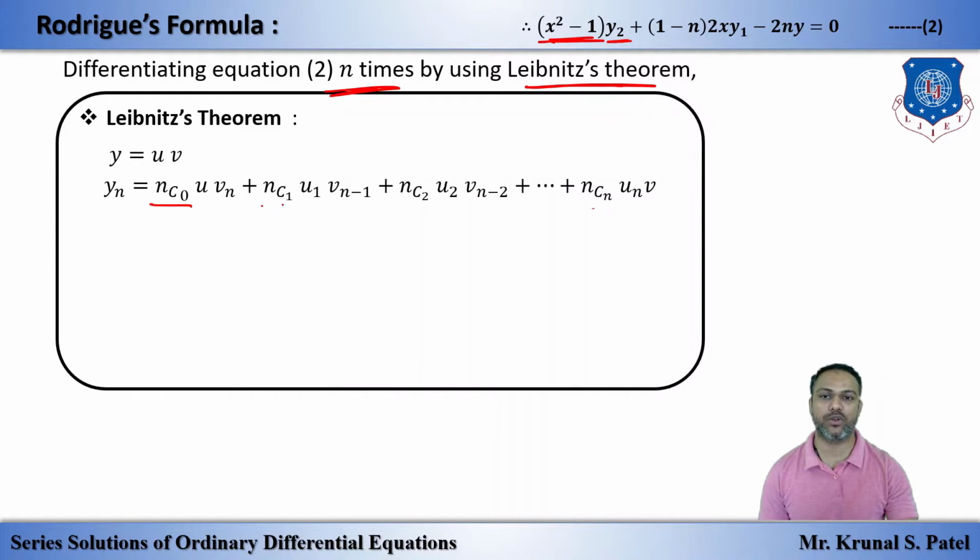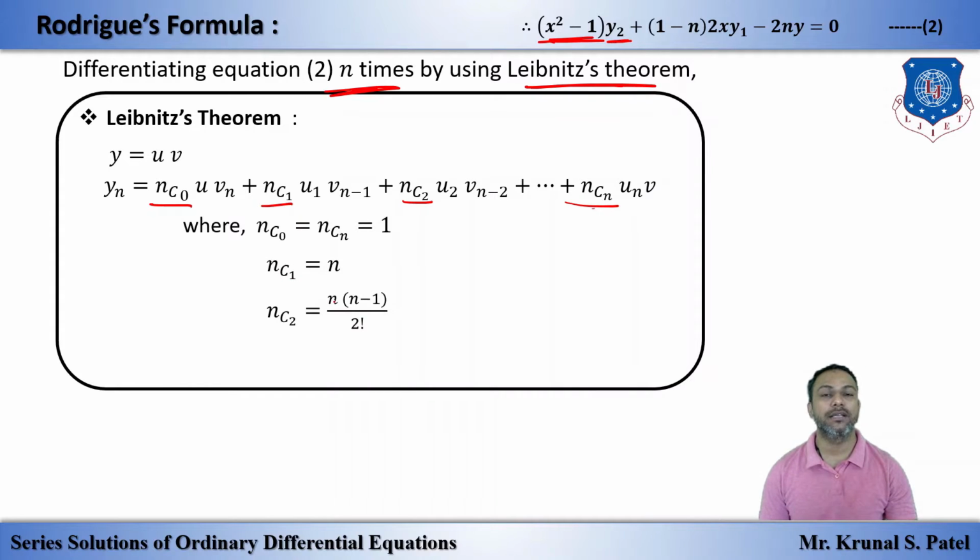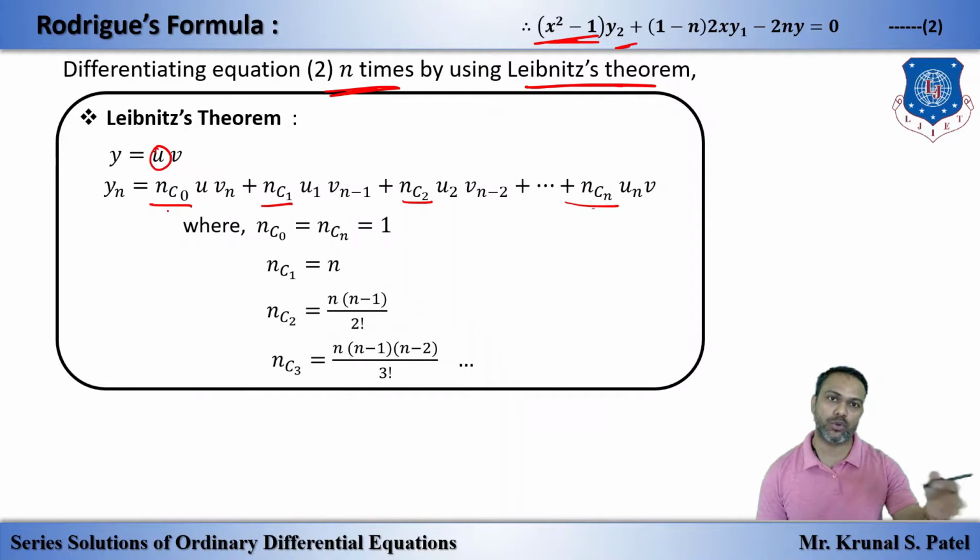What is the nC0, nC1, nC2, nCn? We all are familiar with those values. Now we will use this for equation number 2. So this is our u and this is our v. We will take u such that its derivative vanishes after 2, 3, 4 terms. So this is our u and this is our v, because we know the nth derivative of y2.